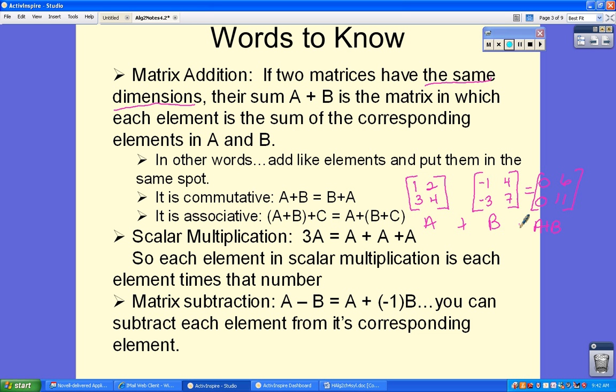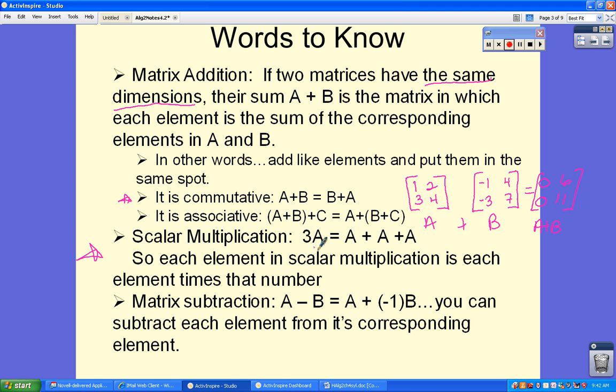Okay? It doesn't matter if I take A plus B or B plus A. I can switch it around and I'm still going to get the same result. So that's what it means by being commutative. And it is also associative. If I threw in a third matrix, it doesn't matter the order in which I add them. As long as I add them all together, we will get the same answer. Okay? Let's talk scalar multiplication for a minute.